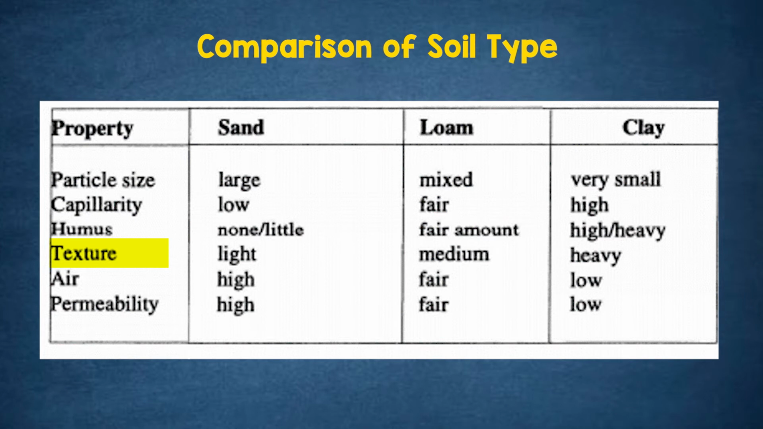Let's talk about texture, sir. Sure, miss. Moving on, we have texture. In sand, the texture is light. Loam, it's medium, but in clay, it is heavy. The air content in sand is very high. Loam, it's a fair amount, but in clay, it is low. And permeability, with what we just experienced, in sand, permeability is very high. In loam, it's a fair amount, and in clay, it's very low.